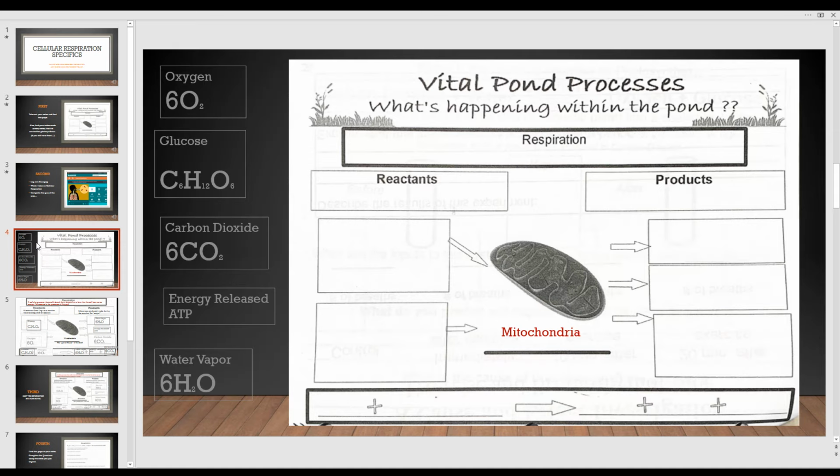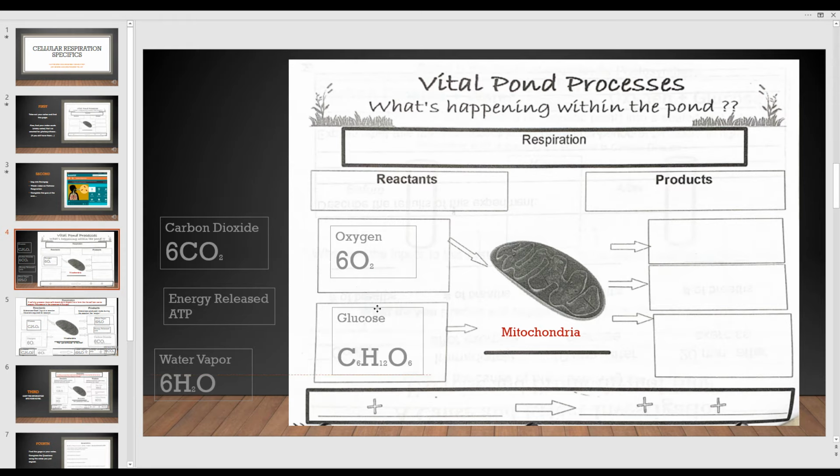Welcome back, everyone. You might recognize this page because it looks really similar to the notes page that we used to organize our information about photosynthesis. However, as you can see up top, this is about cellular respiration, and this chemical equation occurs in the mitochondria of all cells. On the left side, we have our reactants. So the reactants to this process include 6 molecules of oxygen. It also includes 1 molecule of glucose. Again, these are the inputs, the reactants that go into the mitochondria.